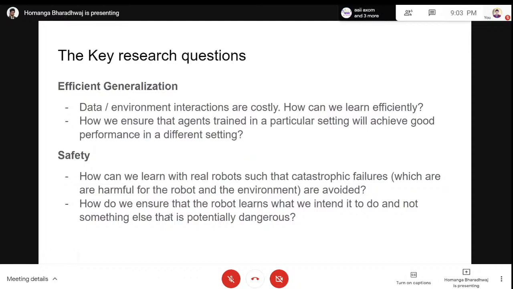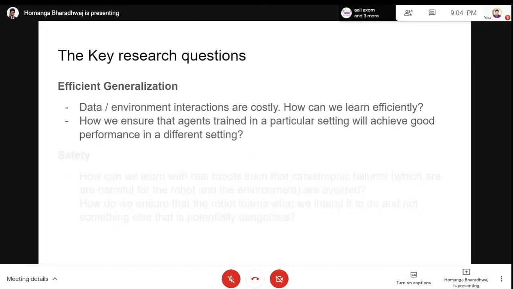And related to safety is the second question of this, called the AI alignment problem, where we have a reward function that incentivizes certain performance. For example, the reward function incentivizes the agent to close a drawer. But how do we ensure the robot learns what we intend it to do? In other words, that the reward function is accurate. How do you ensure that, and the robot doesn't do something else that is potentially more dangerous? So this is really about aligning what the robot does with what we intend it to do. That is again a safety consideration.